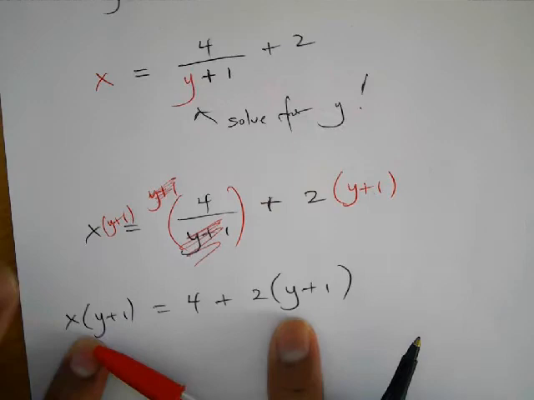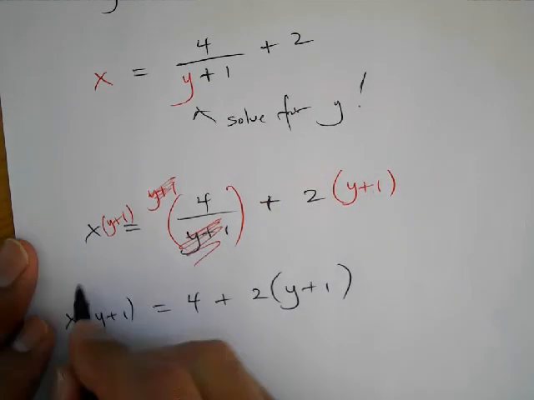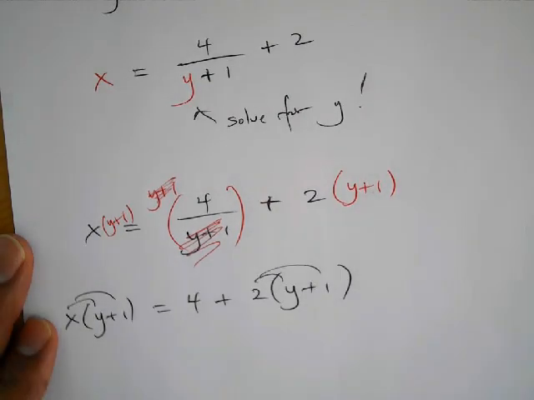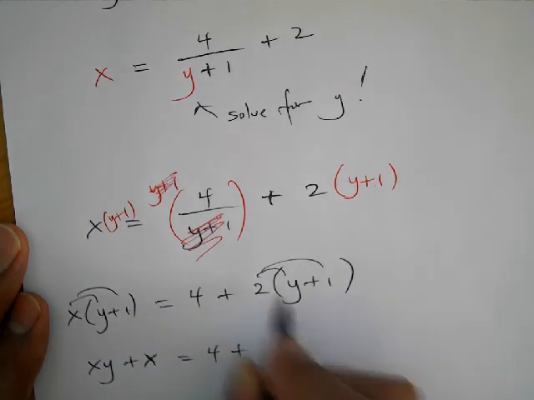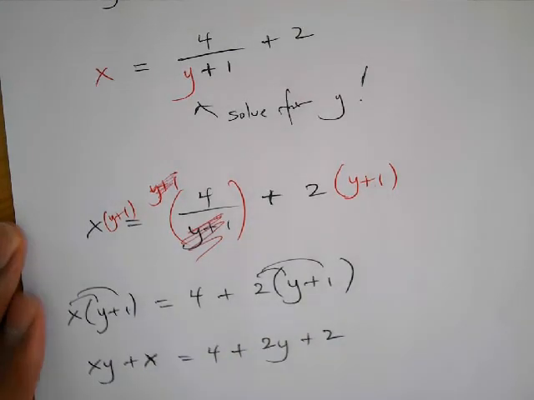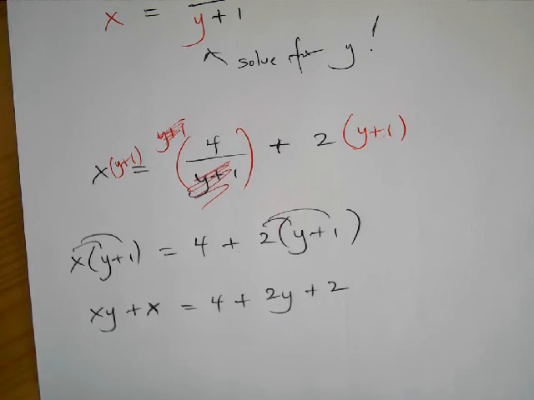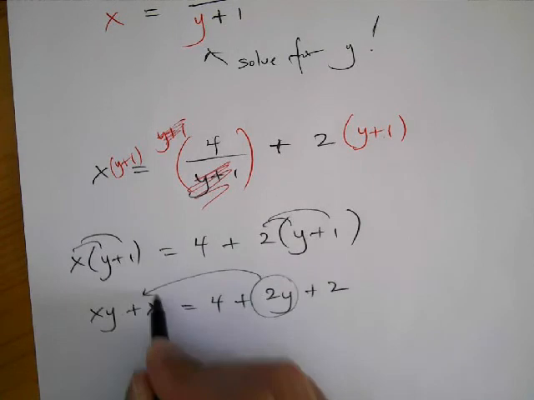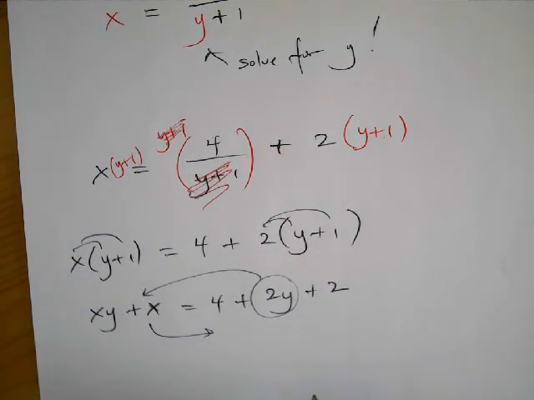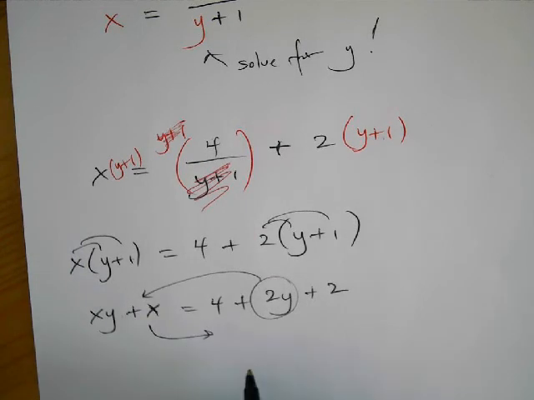And then you get, you have y's in different places, so we need to expand this and then get those y's together. Oh, this one's going to be tough. xy plus x is equal to 4, right, I distributed, is equal to 4 plus, and I distribute again, 2y plus 2. I have to get the y's together. So the y goes over here with this y. And this x gets over here.